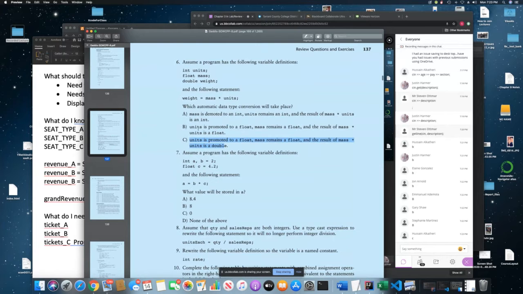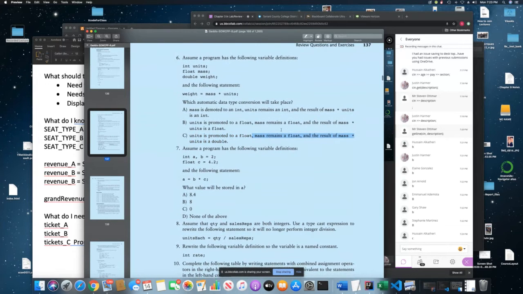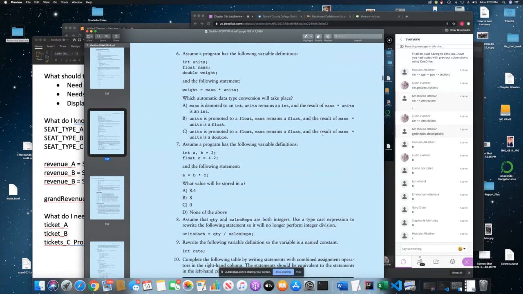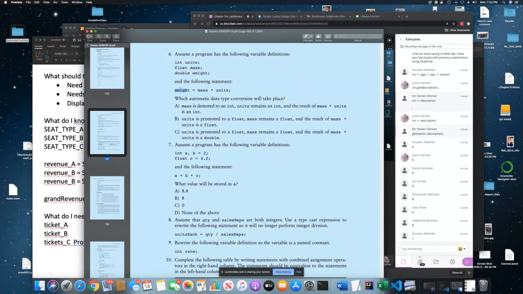Because the first part of B is correct, because that's the same. But remember, whatever it ends up to be, it ends up to be that variable type. So the result of mass times units is itself a float, but you're assigning it to a double. And if you look at the chart, it always gets stored as the data type of that variable, which is a double, because weight is a double. Make sense? So the correct answer is C.